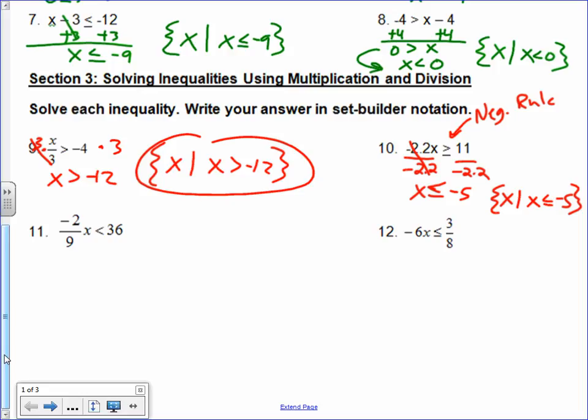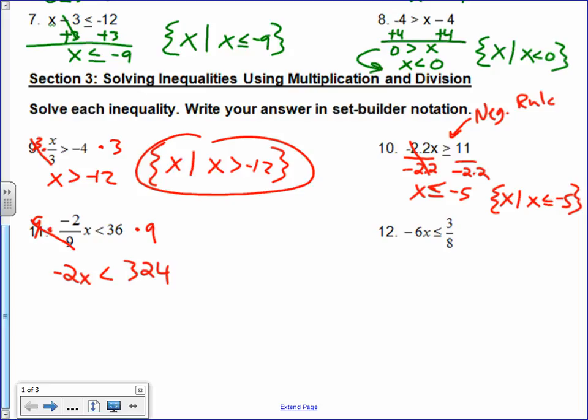Number 11. Now, number 11 is going to be 2 steps. It depends how you do it. You could divide both sides by -2/9, but I want you to round on your calculator because that will change your answer a little bit. So we have 2 things here. You can multiply both sides by 9 since we have the division, and do that right away. And then you're just left with -2x is less than, this is going to be 324, I believe.